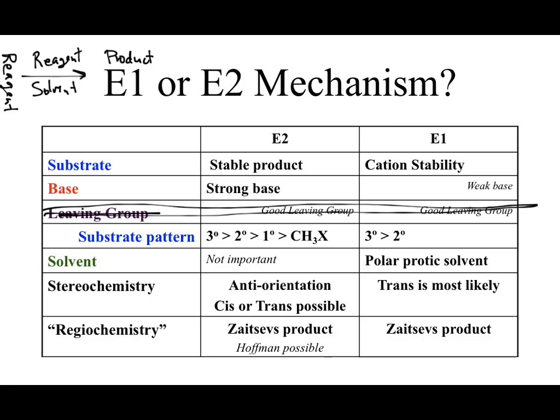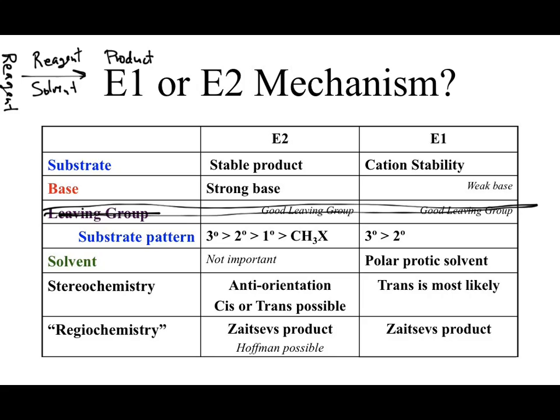So the solvent's not important for the E2. For the E1, we expect polar protic solvents. Why do we expect polar protic solvents? That's the hard answer: it stabilizes the carbocation intermediate. The easy answer, it's the same as SN1. SN1 wanted a polar protic solvent. So it's a nice easy way to dodge the question.